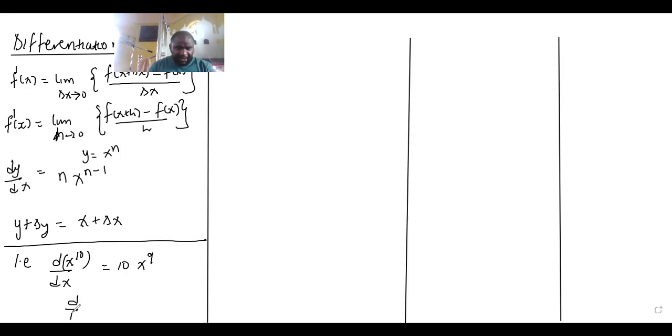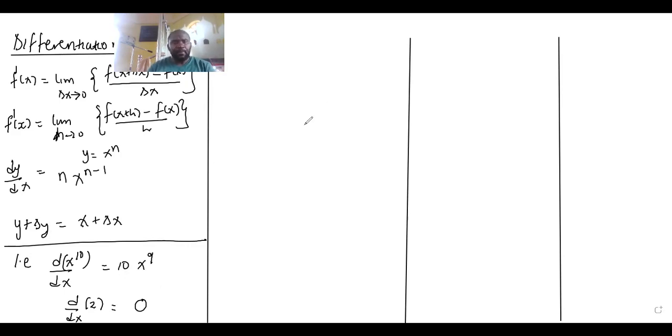Then when we differentiated a constant, we saw the answer being what? 0. So whenever you differentiate a constant, you get a 0. Whenever you differentiate other terms, you get whatever we have seen.